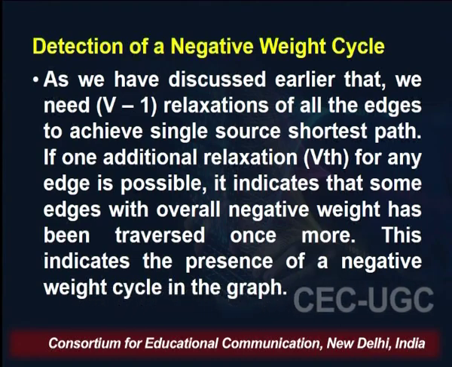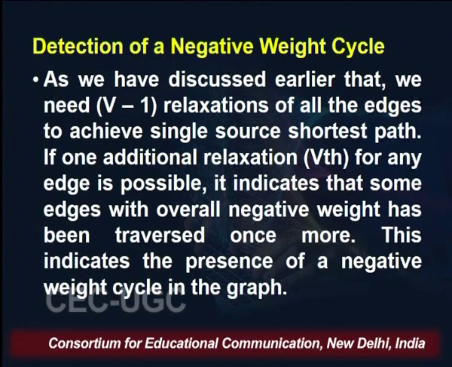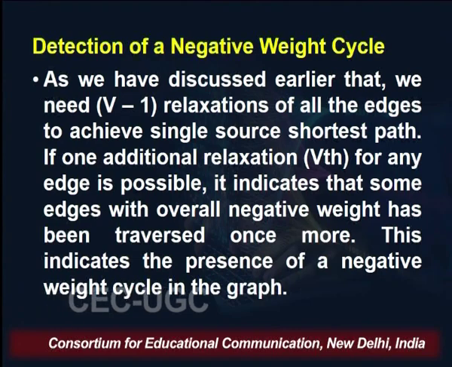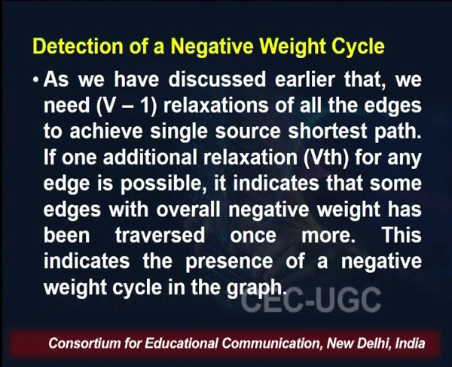Now, just see this whole chronology: till V minus 1 we are okay. But if we take one more iteration and we are able to reduce the shortest path to some node even after V minus 1 iterations of the relaxation procedure, that indicates that some edges with overall negative weight have been traversed one more time, and this clearly implies that there is a negative weight cycle present in the graph. So, two parts are achieved with the help of one particular loop.